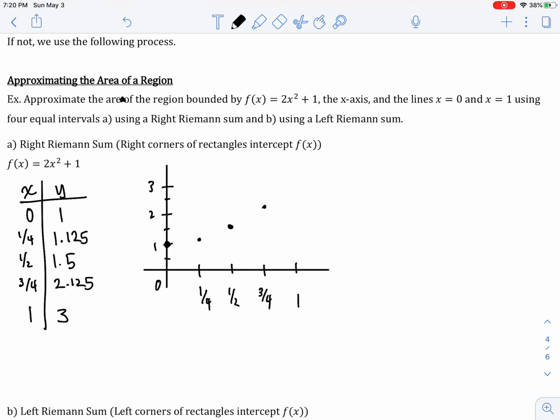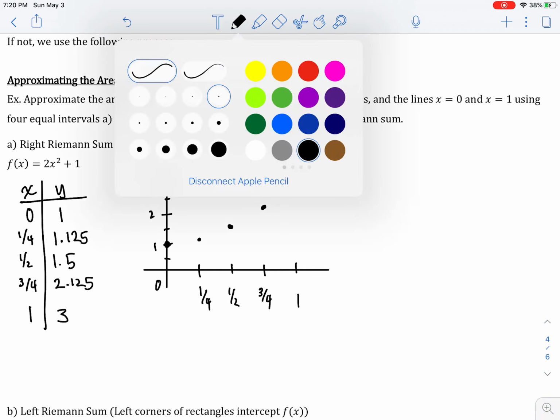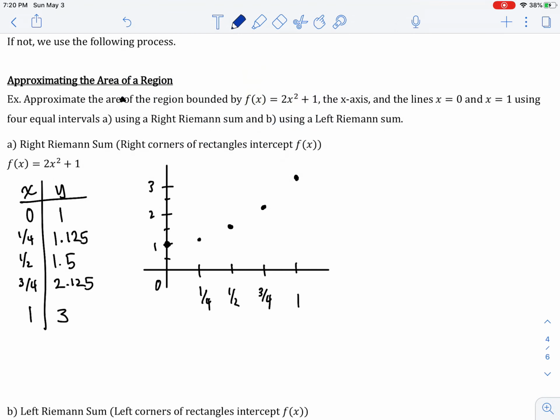At 1/2, we have 1.5. At 3/4, we have 2.125. And at 1, we have 3. So I'm going to use a different color here, but we're going to get something that looks a little bit like this.